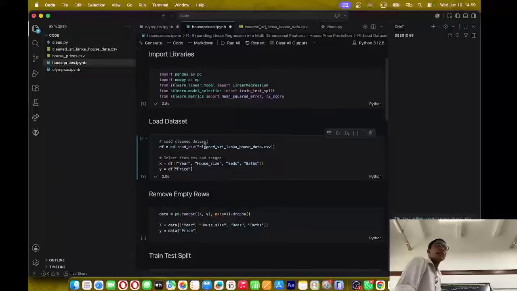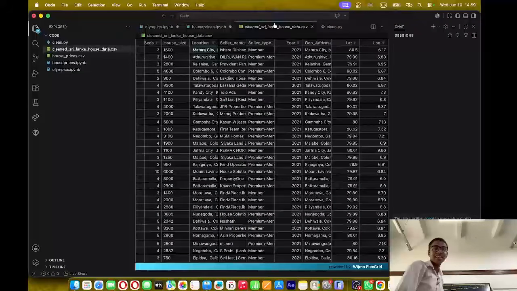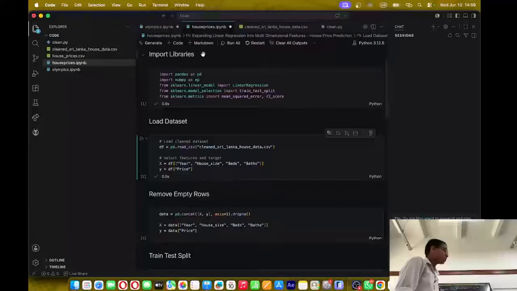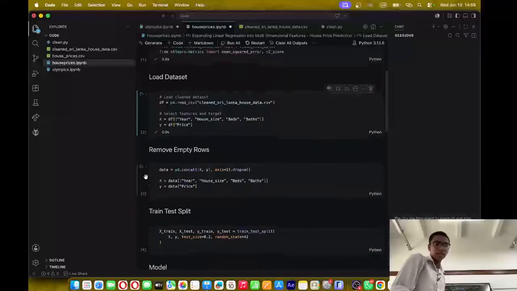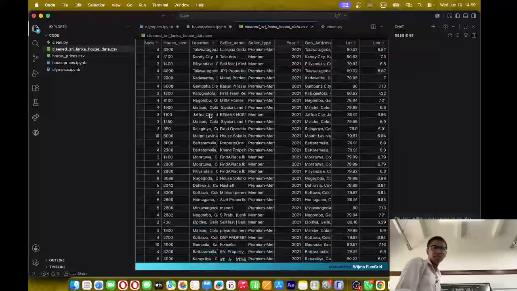That's an Excel. That's why I need pandas to read that Excel. This is an Excel, right? Can you see? So I need pandas to read that for me and get the data into Python. That's why I imported pandas. That's done. Now I'm going to remove empty rows. Do you see empty rows here?